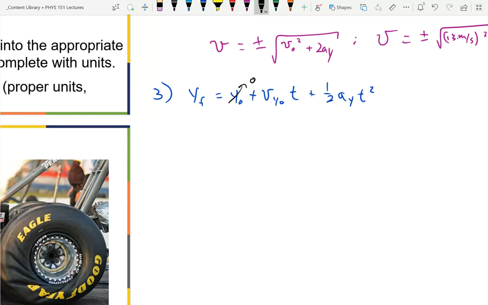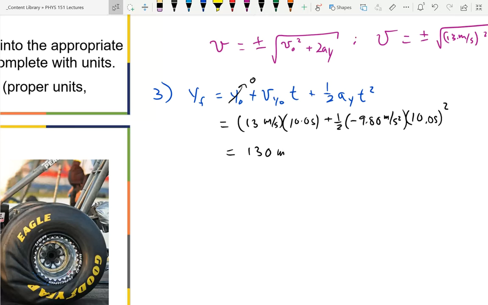The final height. Hey, it's already solved for that. I just got to put in numbers. No wah-wah here, so that's 13 meters per second multiplied by 10.0 seconds plus 1/2 minus 9.80 meters per second squared times 10.0 seconds quantity squared. So 130 meters minus 490 meters is equal to 360. I don't think so.